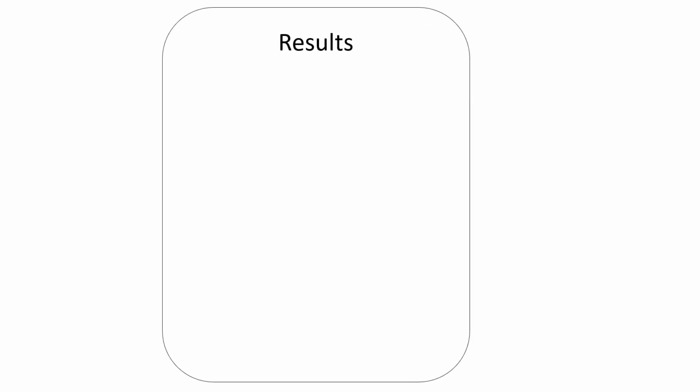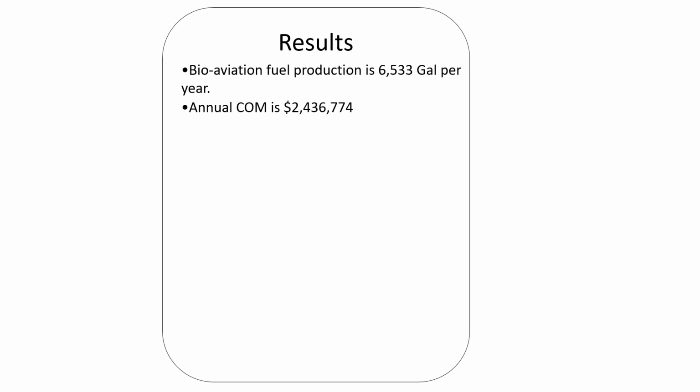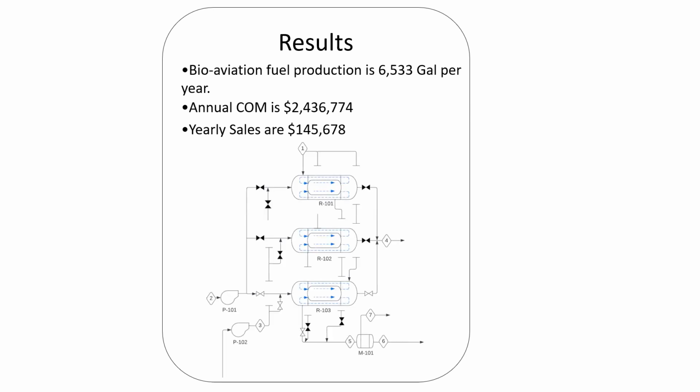The process is scheduled to produce 6,533 gallons of fuel per year, and the annual cost of materials is approximately $2.5 million, with annual sales of approximately $150,000. Next, we'd like to talk about our PFD. For the sake of space, this poster only shows the photobioreactors within the process because we felt that was the most unique part of it.